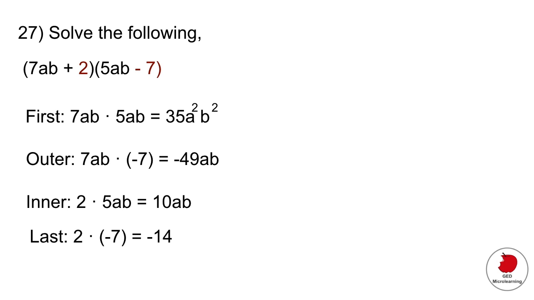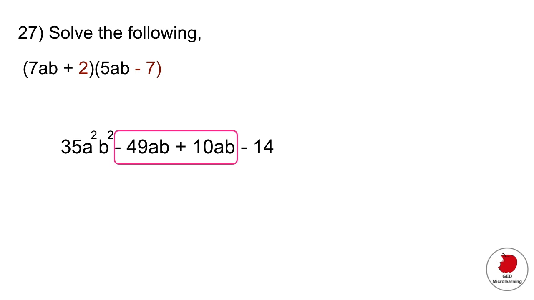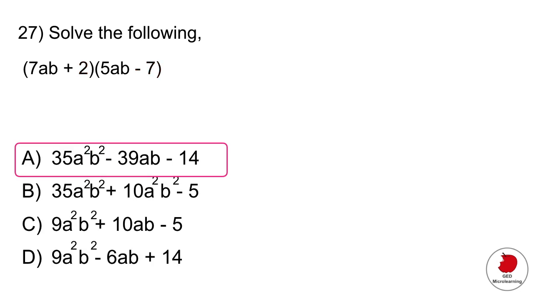All right, and as we did before, we want to, first of all, add or subtract common terms, so kind of clean this up. So minus 49ab plus 10ab would be minus 39ab. Like this. So your ultimate answer ends up being option A.